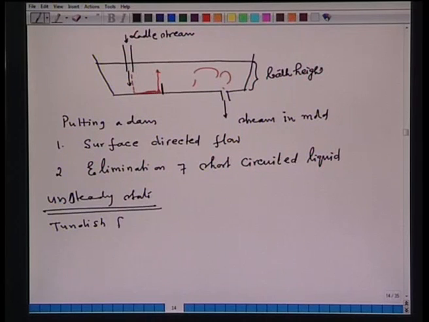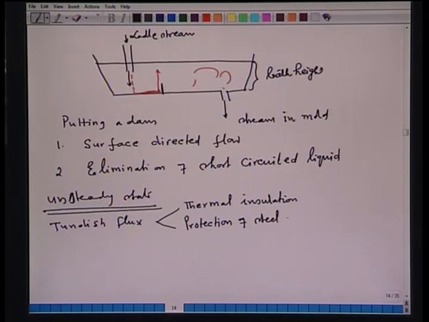Tundish fluxes. There are several functions of the Tundish flux. First, it provides thermal insulation. It also protects steel against reoxidation. And the third function, it takes up inclusion absorption.